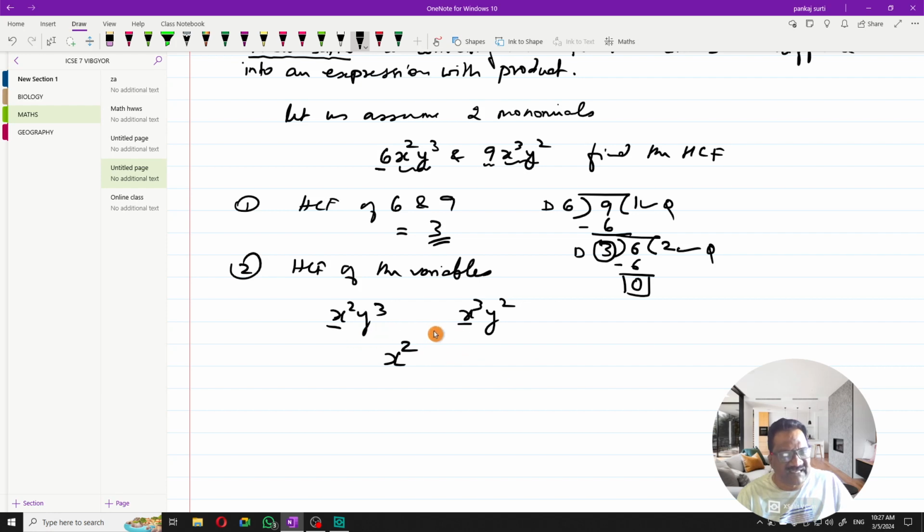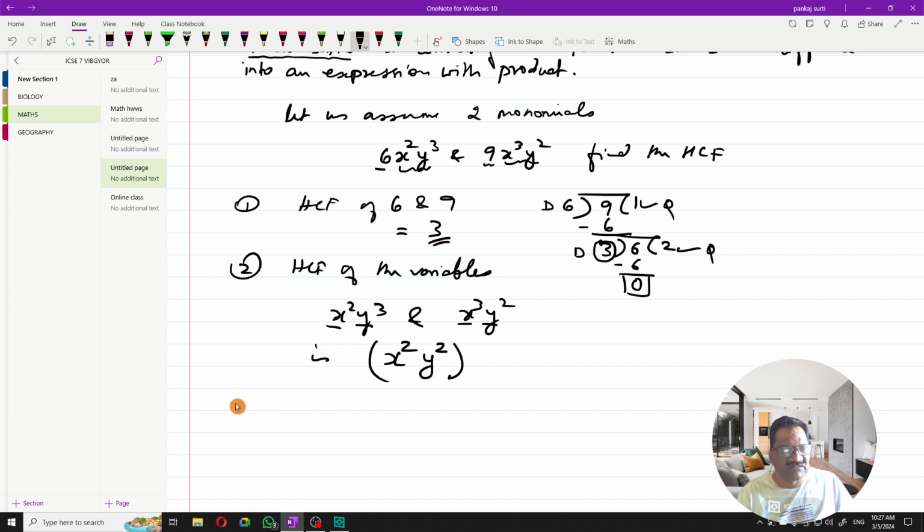Similarly, for the second variable, that is y, write down y. Now in this term you have y cube, and here you have y square. So which one will you take? The lower one, y square. So this is the HCF. The HCF of this and this is x square y square.